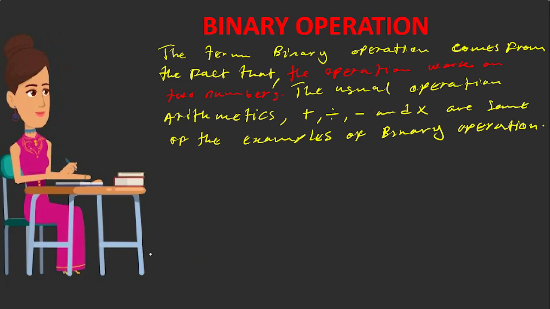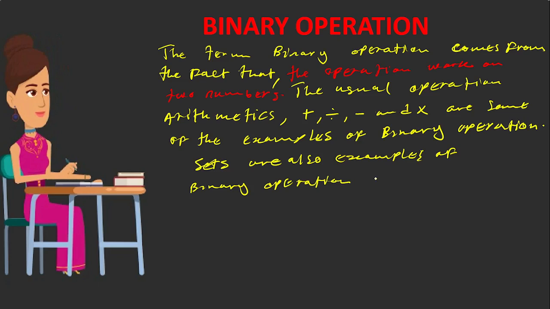When you talk of sets, you also need to understand that set operations are also examples of binary operation. A very good example we can talk about when you talk of sets is the intersection. So let's say we have A intersection B, which automatically gives you a new set, which is C.